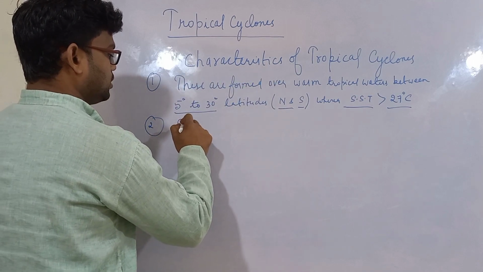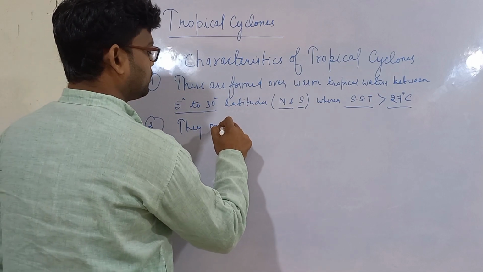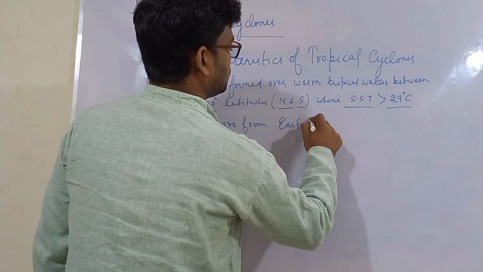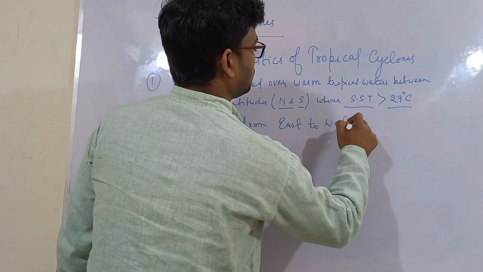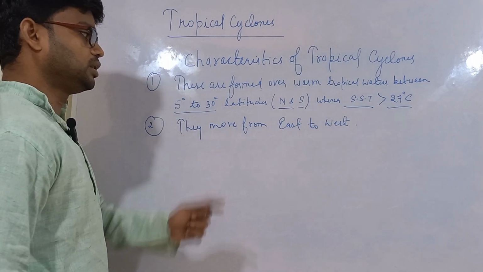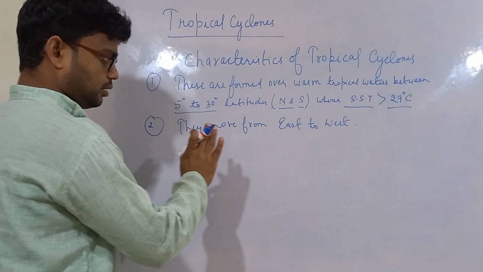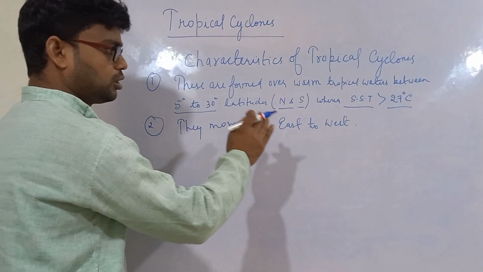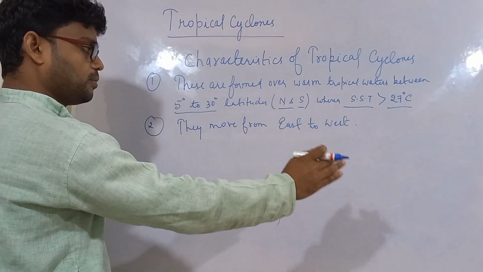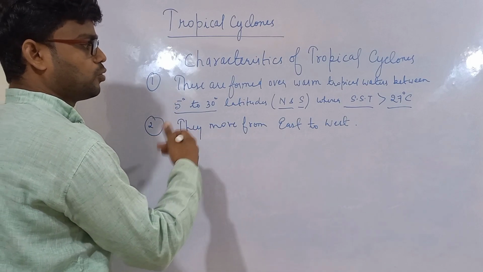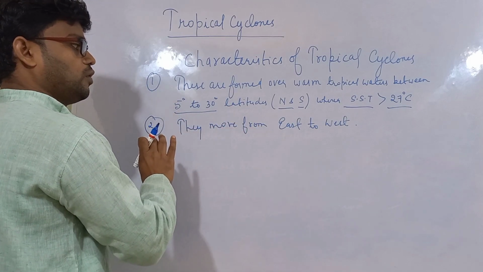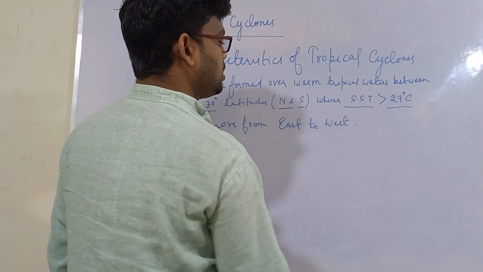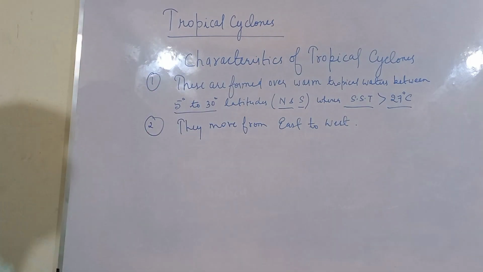Second is they move from east to west. We know that these are formed in the tropical regions, and due to trade winds they move from east to west. Okay, so under the influence of trade winds they move from east to west, or just opposite of the rotation of the earth. Earth rotates from west to east, so these tropical cyclones move from east to west in the tropical region. So this is the second characteristic.